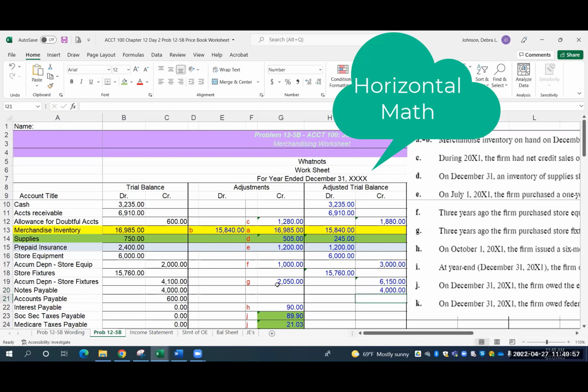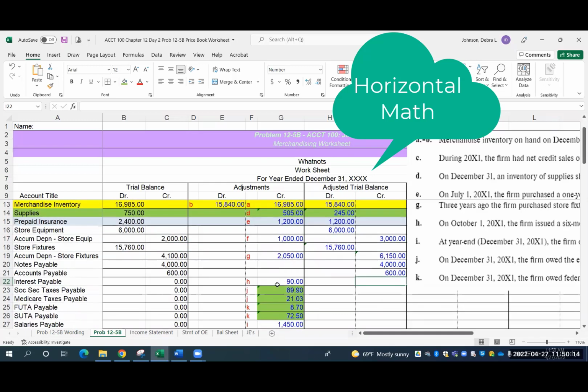We still owe 4,000. The accounts payable didn't change. We still owe 600. And all these payroll taxes now have adjustments to them. So be really careful. So does the interest. Be really careful that you carry over 90. And then we have those four taxes that we just worked on. 89.90, 2103, 870. And we're hoping, and especially me that has a little bit of dyslexia going on, we're hoping that we don't make any transposition errors.